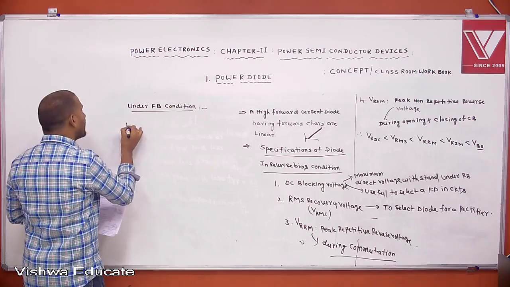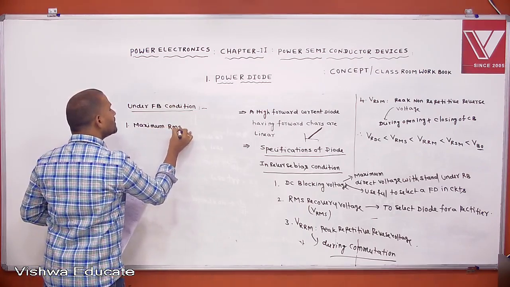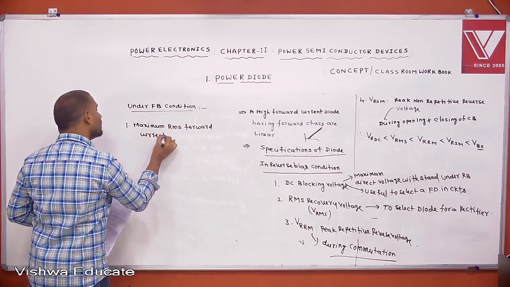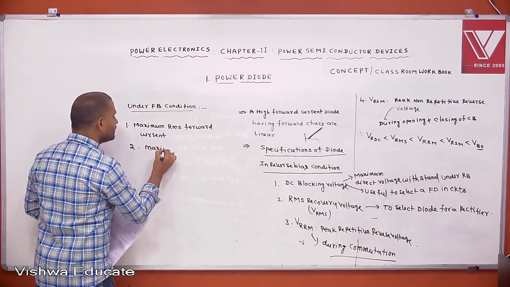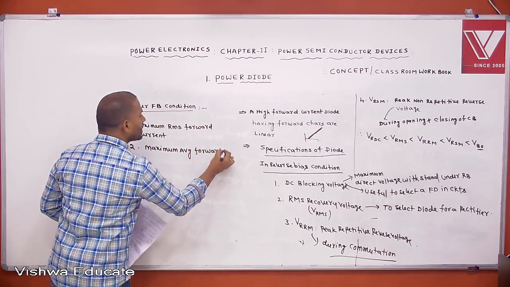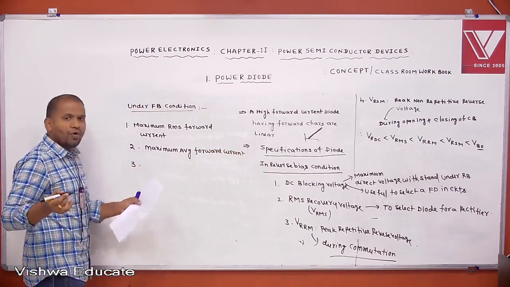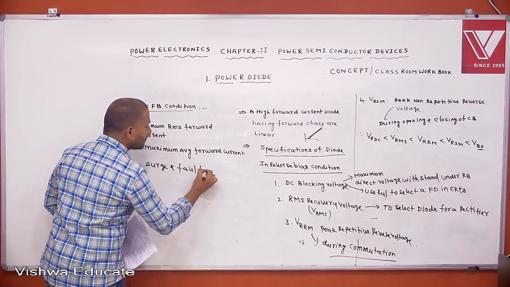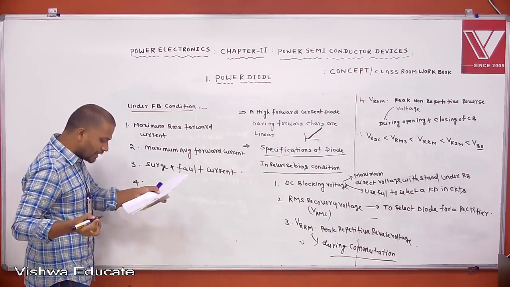Then what are the specifications? Maximum RMS forward current, note down this one. That is one specification. The next one is maximum average forward current. The third one, you also concentrate on, is surge and fault current. The fourth specification is peak repetitive surge current.